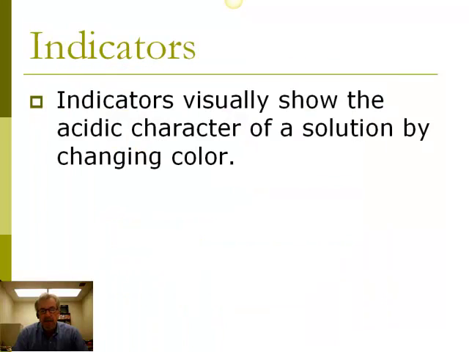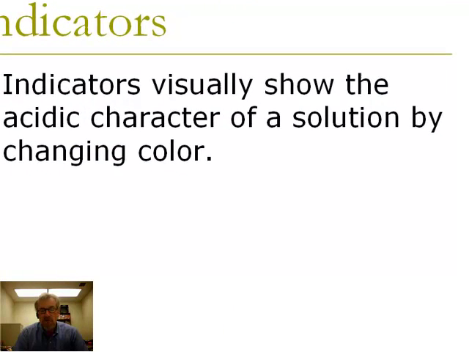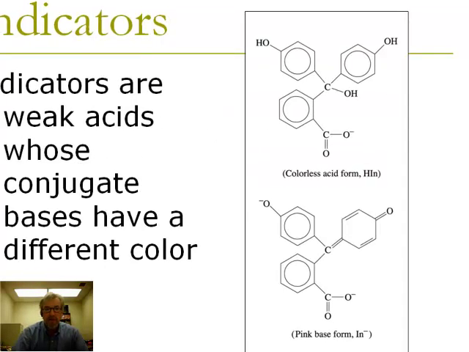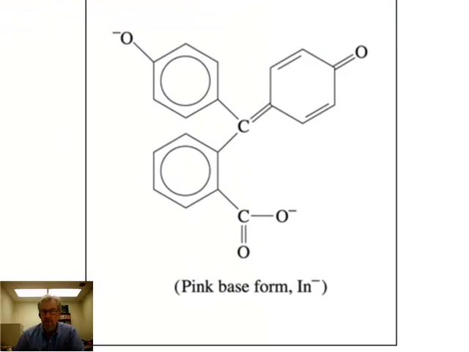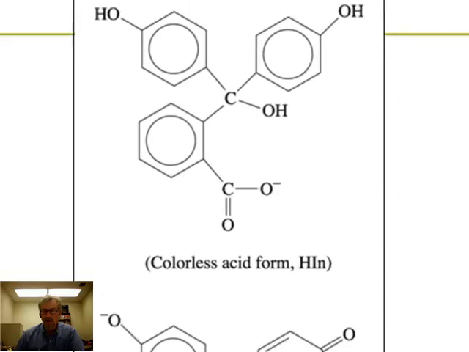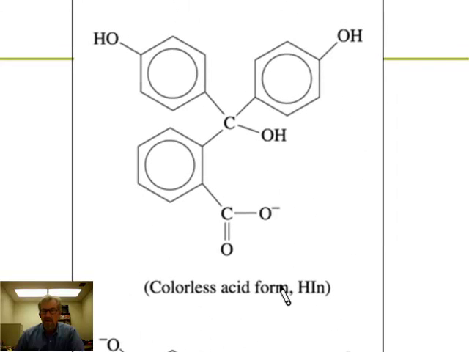An indicator is something that visually shows whether a solution is predominantly acidic or predominantly basic by changing colors in different environments. What indicators are really is just weak acids that have a colored solution, one color or another, and their conjugate base have a different color. An example would be phenolphthalein, in which we see here the basic form is pink and the acidic form is colorless, doesn't interact with light to show any color.